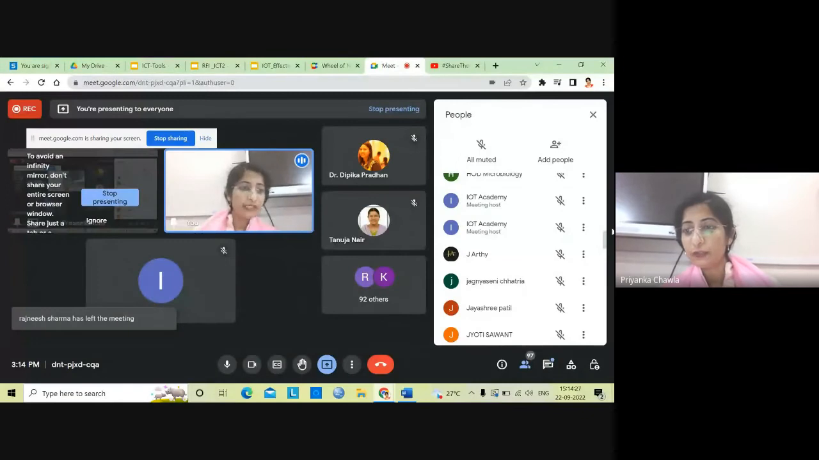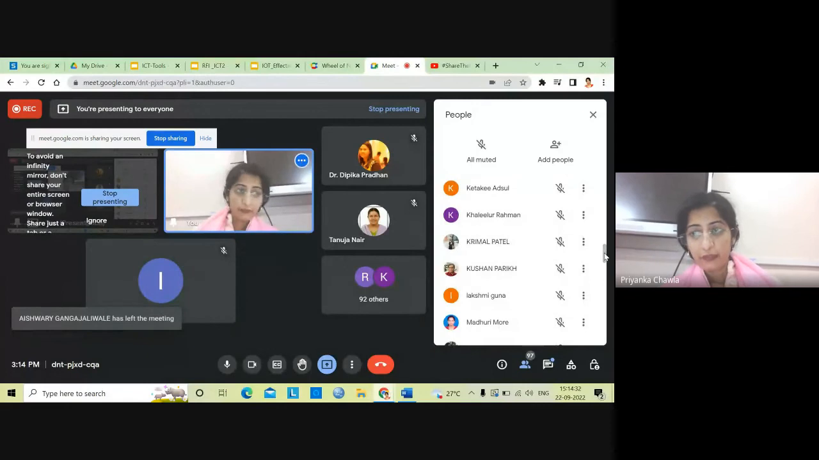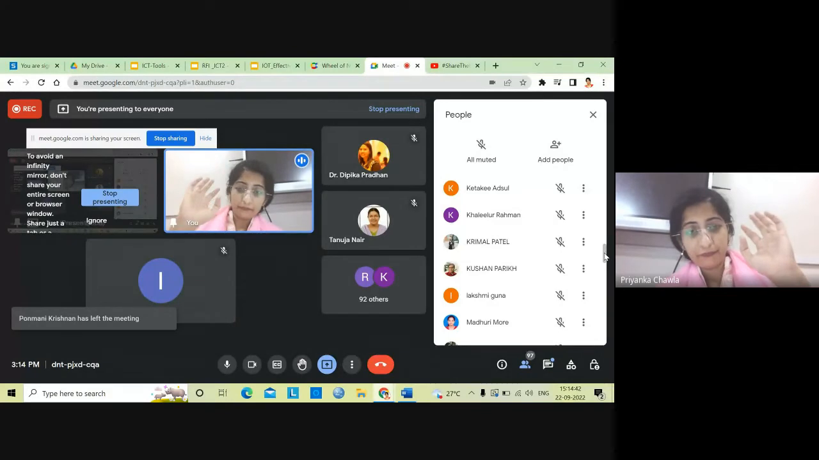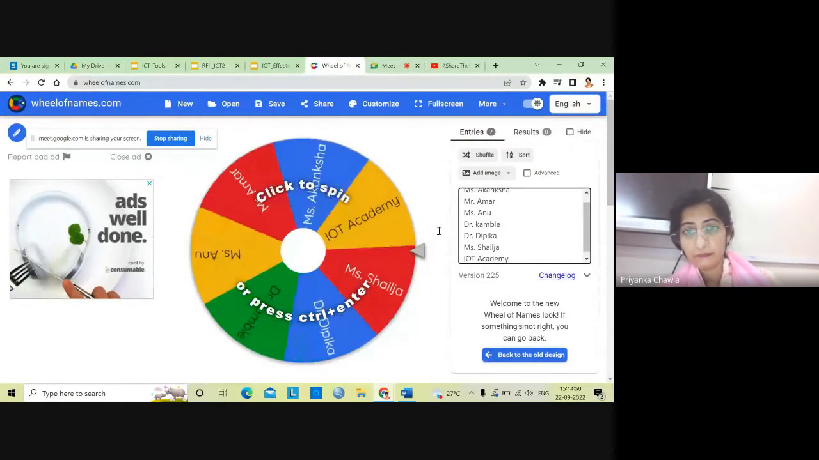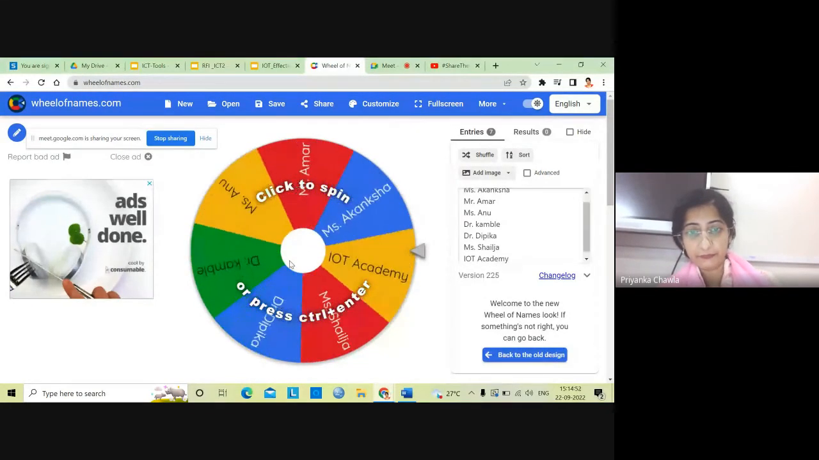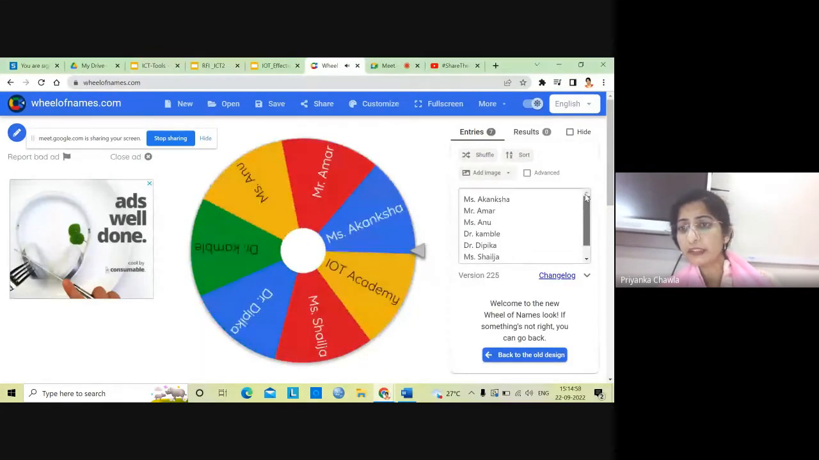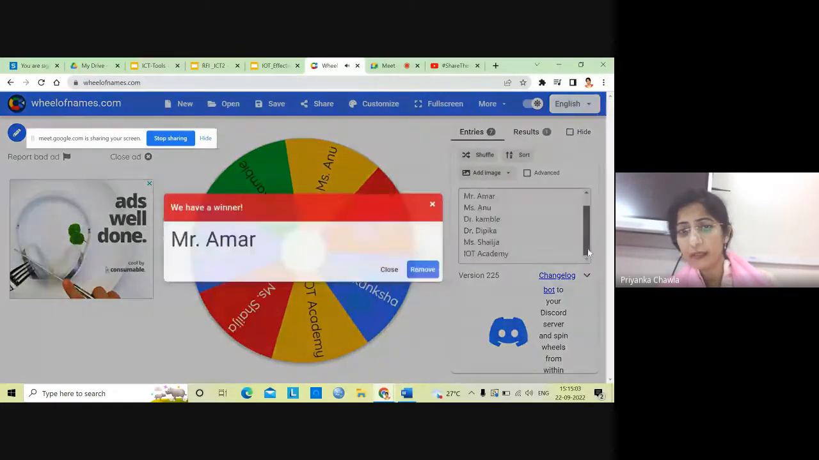Suppose you want to pick any student in class or in an online class, what will you do? In class, we write the names on pieces of paper, put them in a container, and then randomly pick one. Similarly, in this online meeting, we can do the same thing. Then click on spin. I can add as many names as I want. You can enter n number of names.